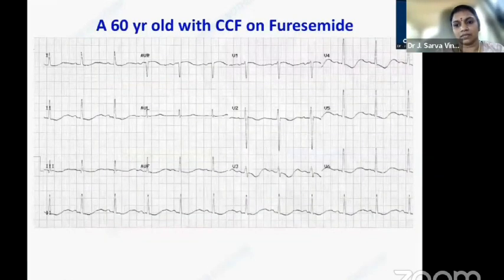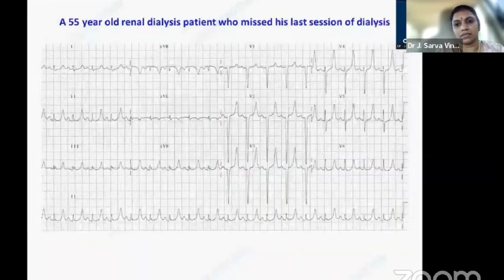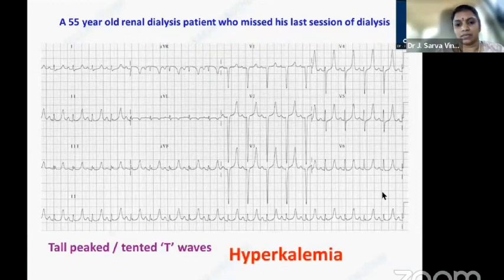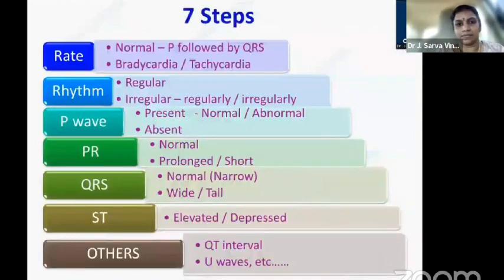So this is a 60-year-old on furosemide. What do we see here? We can see that there is an ST depression, a T wave inversion and prominent U waves. So this is indicative of hypokalemia. And this is a patient who missed his last session of dialysis. What we can see here is tall, peaked, tented T waves, which is pathognomonic of hyperkalemia. If left untreated, this can lead on to the sine wave pattern and eventually ventricular fibrillation.